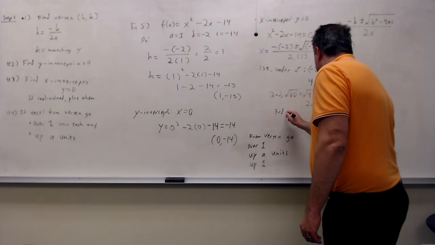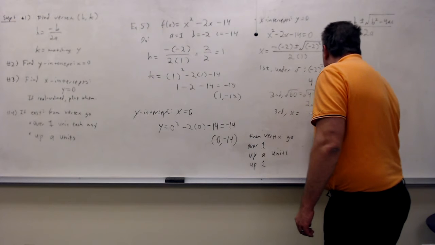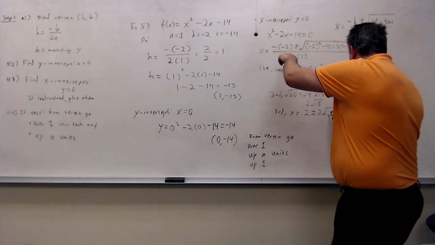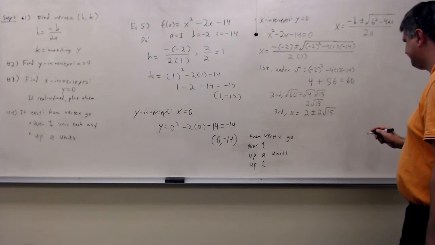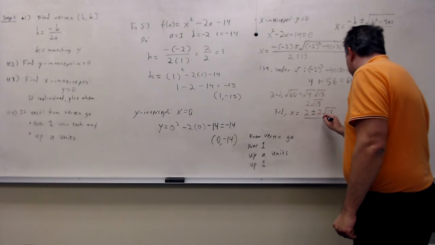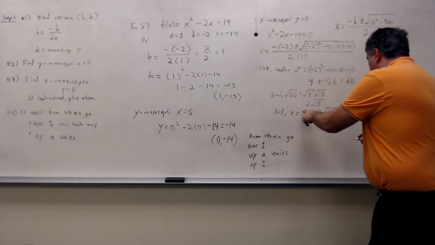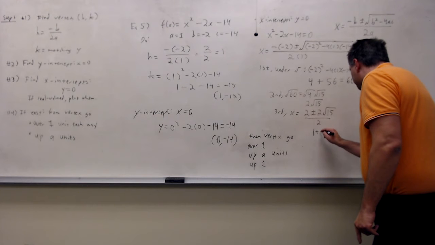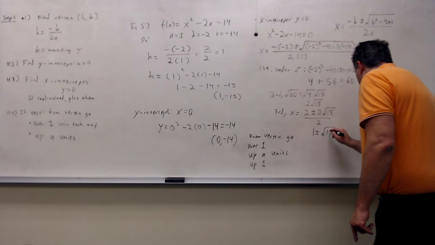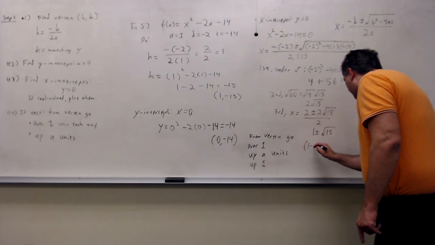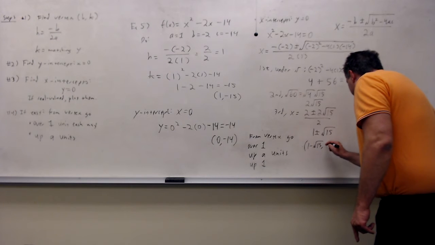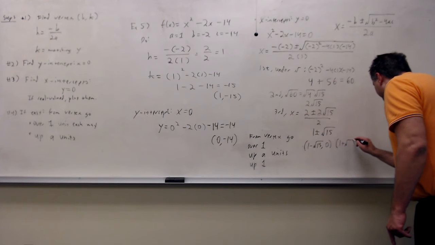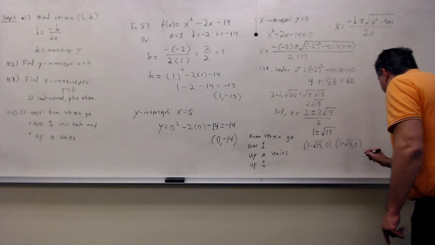Third, x equals positive 2 plus or minus 2 square root of 15 over 2. Both of these are divisible by 2, which gives me 1 plus or minus the square root of 15. So I have 1 minus the square root of 15, 0, and 1 plus the square root of 15, 0.